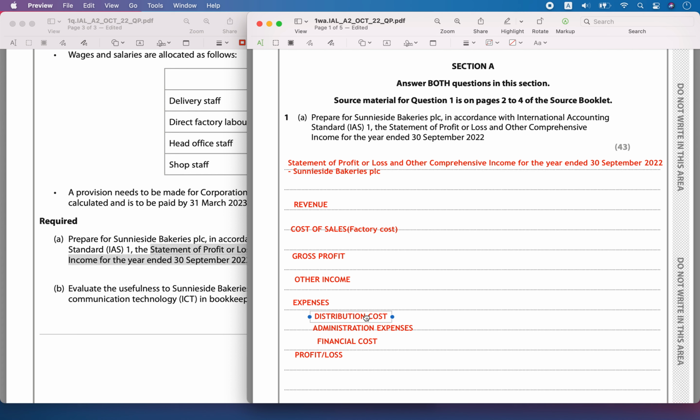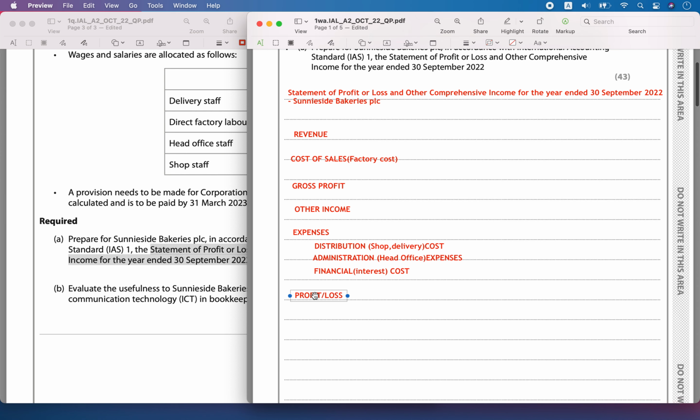Then the distribution cost is nothing but the shop. It is related to the shop cost, whatever is connected to the shop, and whatever is connected to the delivery, you will have to identify as a distribution cost. For the administration, anything that is related to head office expense comes under the administration cost. And anything that's related to loan payments or interest payments, you will identify as the financial cost.